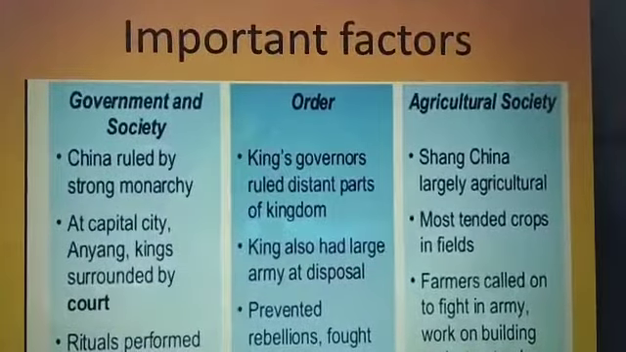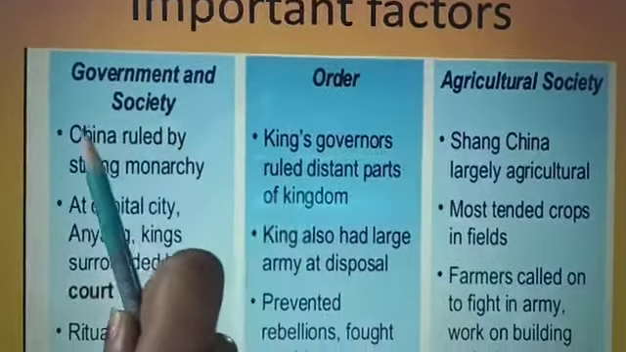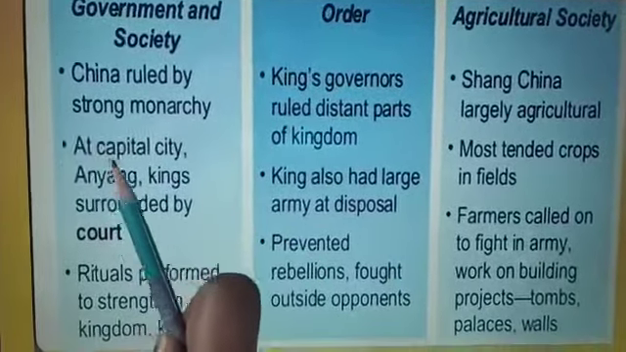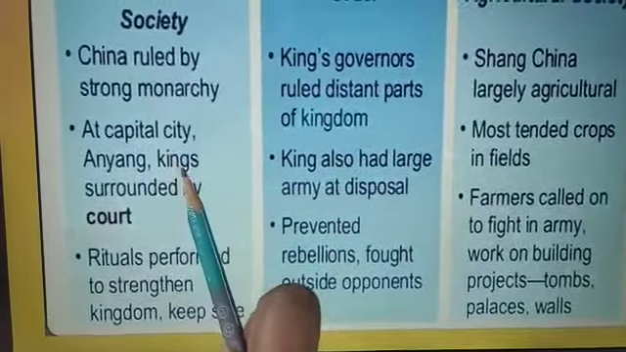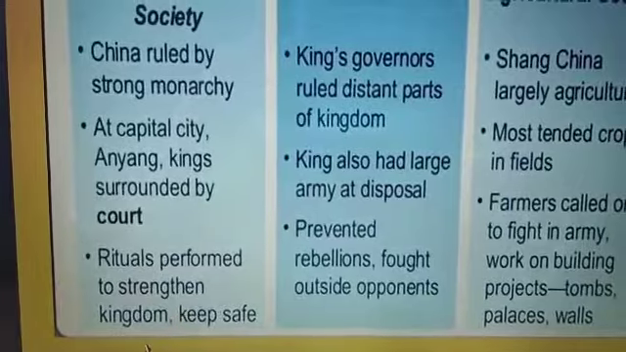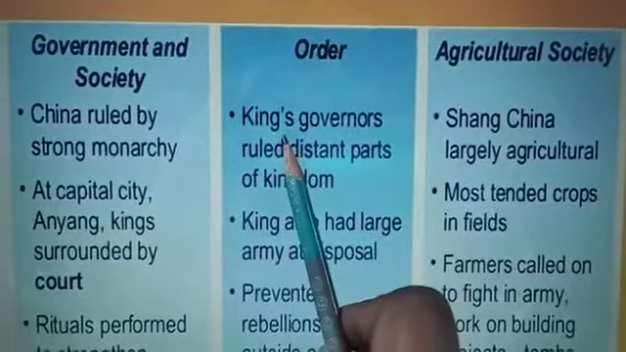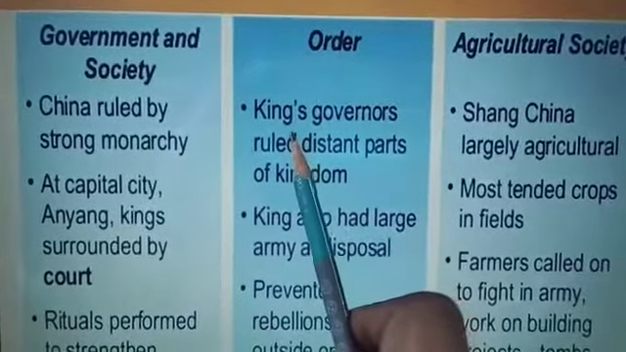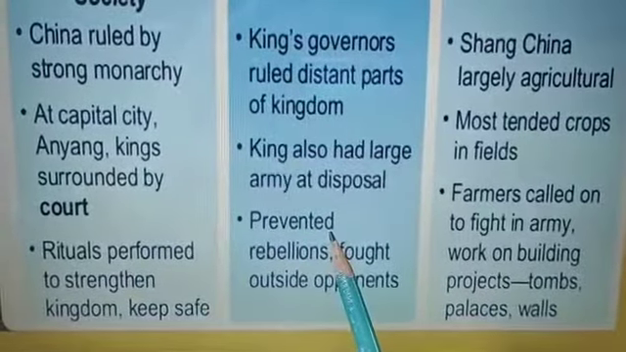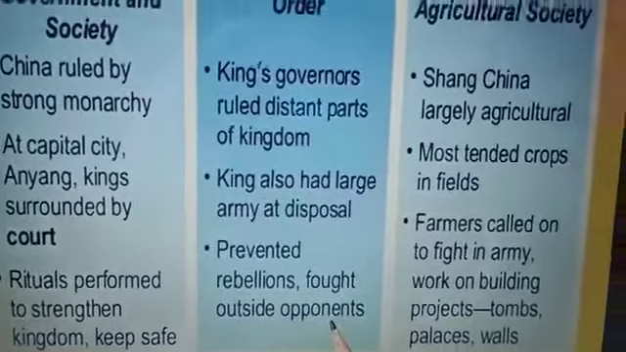Here we will see a brief record of the important factors. The government and society: China was ruled by a strong monarchy system. The capital city was surrounded by the court. Rituals were performed to strengthen the kingdom and keep it safe. The king was the highest authority. All the orders were given by the king himself. He also prevented rebellions and fought the outside opponents.